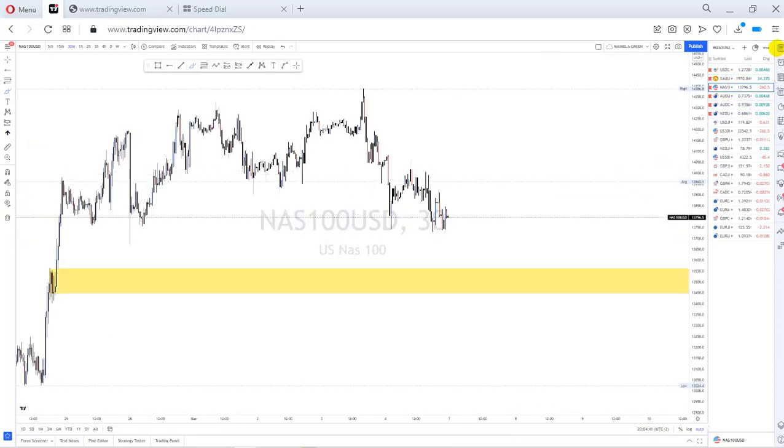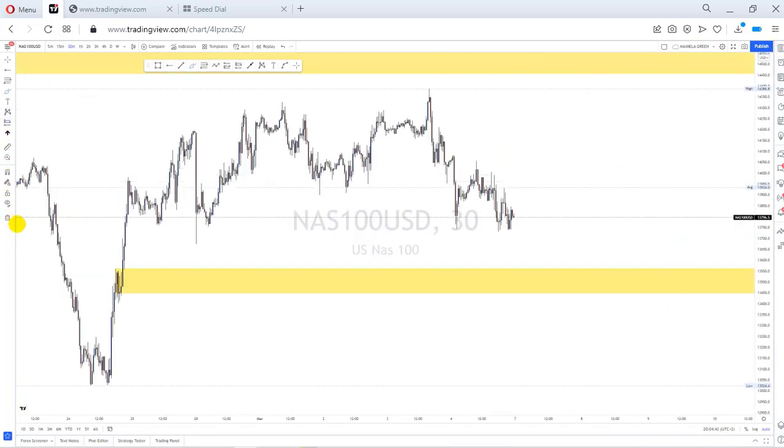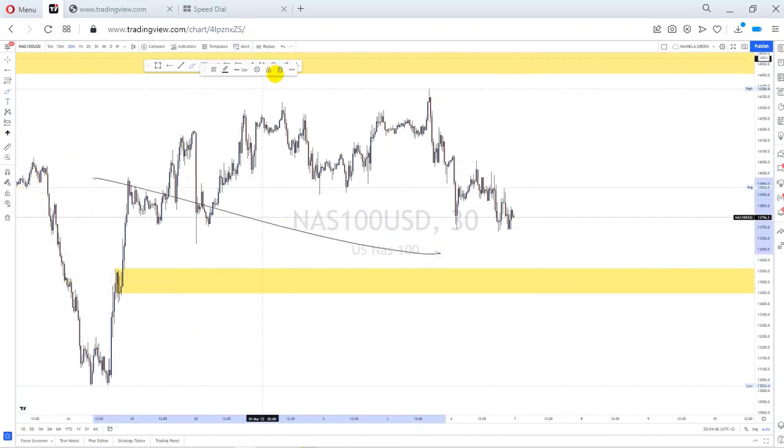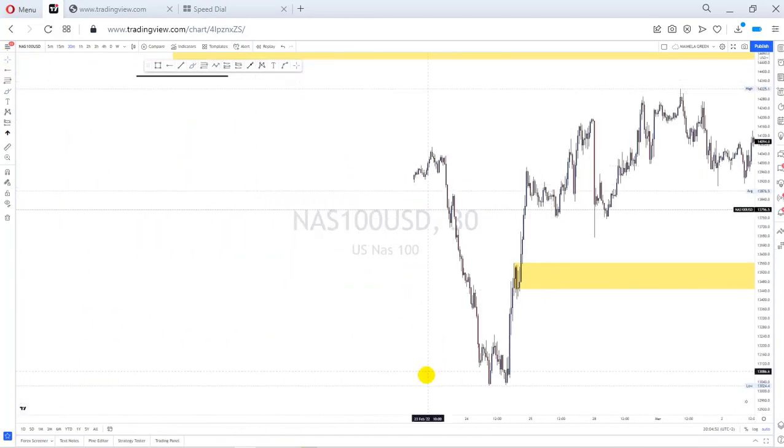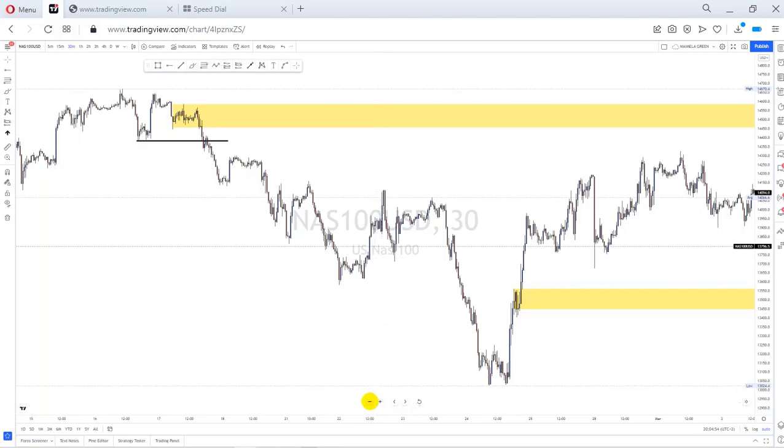Nasdaq. Okay, this is Nasdaq. This is my buying area. Sorry about that. This is from last week. I've been waiting for Nasdaq to come to this level of mine here.